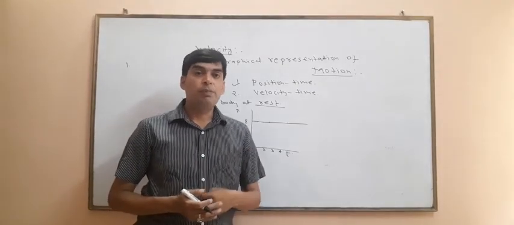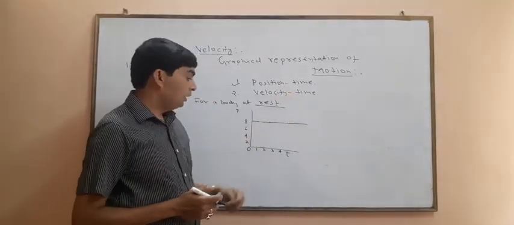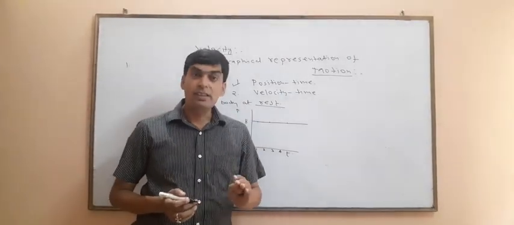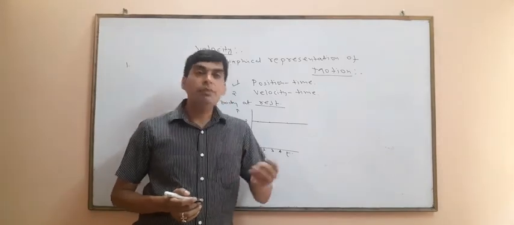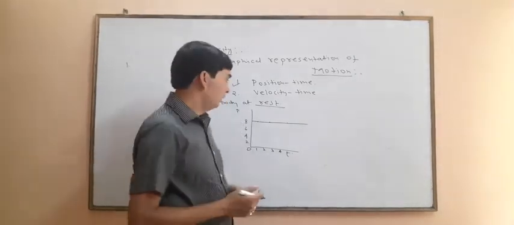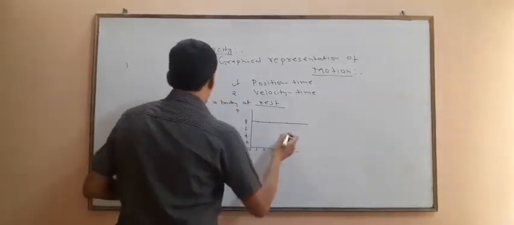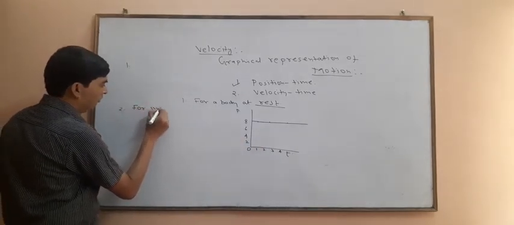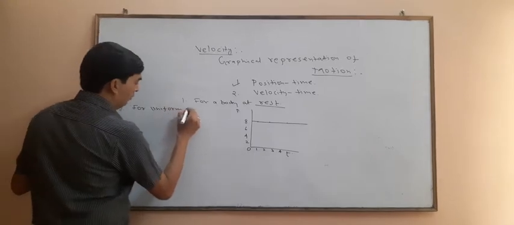Now move to the second part, the position-time graph of a body when the body is in uniform motion. That means the body changes its position equally with respect to time. So the position-time graph for a body in uniform motion.